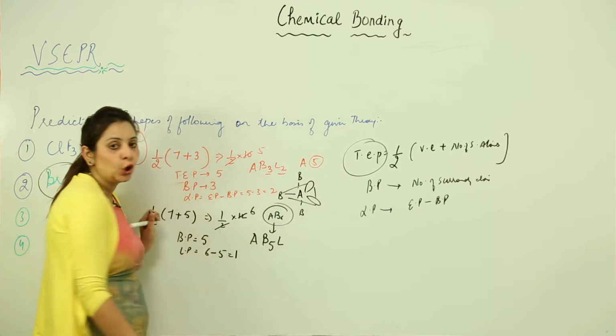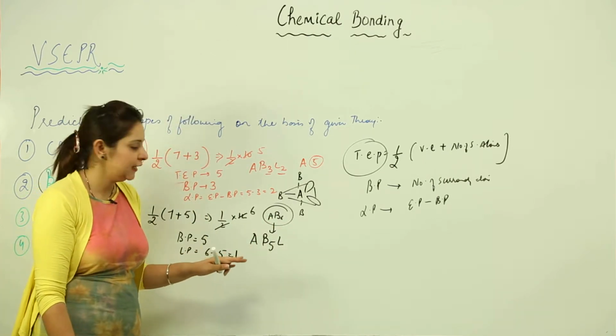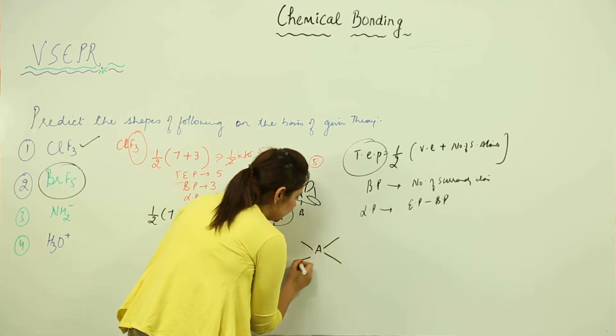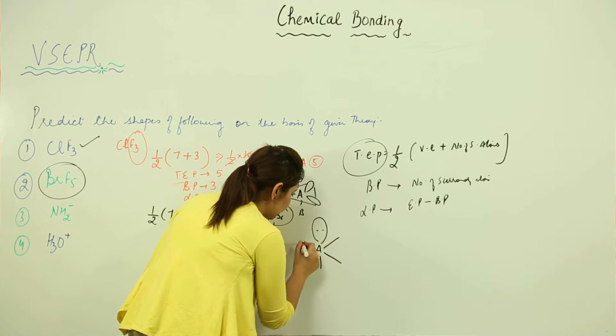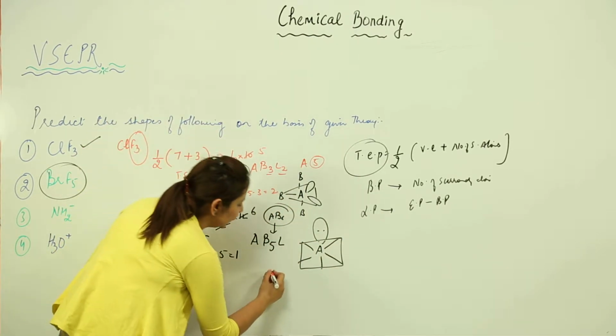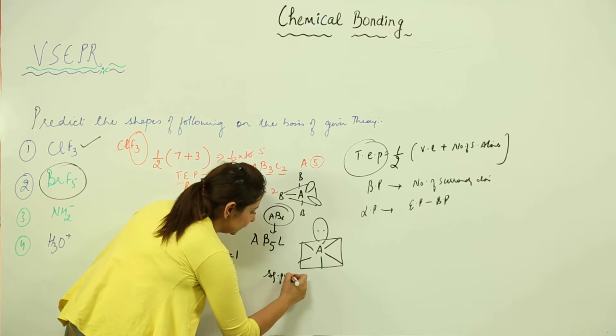So that means it is distorted octahedral. So now when I put it, I am going to put it in such a manner that this position occupies the lone pair. And what is the name for the geometry? Obviously it is going to be square pyramidal.